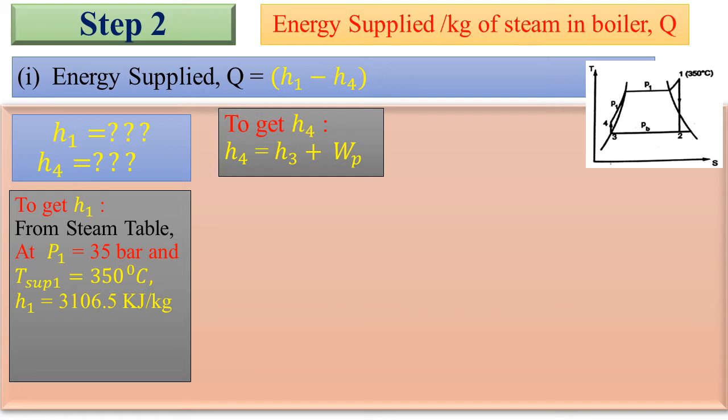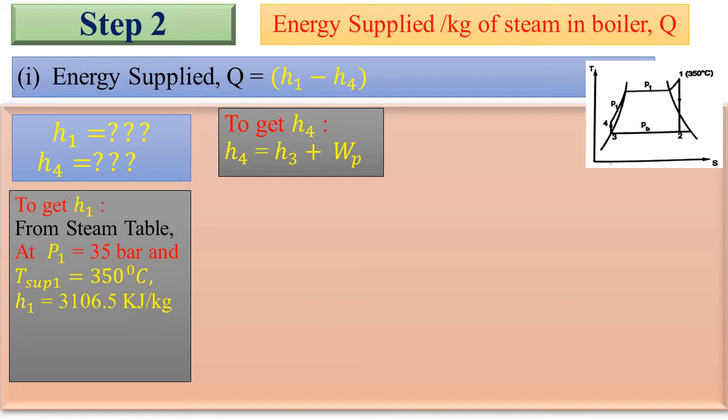Similarly, we will see how to get H4. H4 is nothing but enthalpy at point 4. Point 4 represents end of pumping process or beginning of economizer, or we can say that point 4 is the starting point of the energy supplied process. We can see energy supplied starts at point 4 while it ends at point 1.